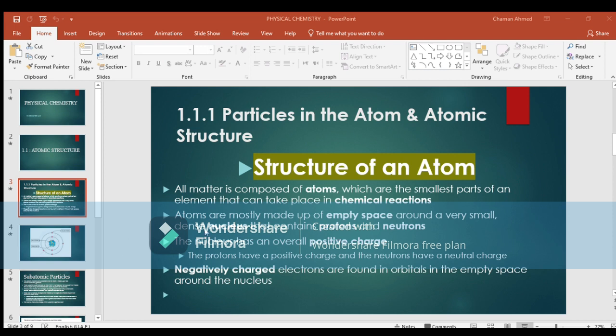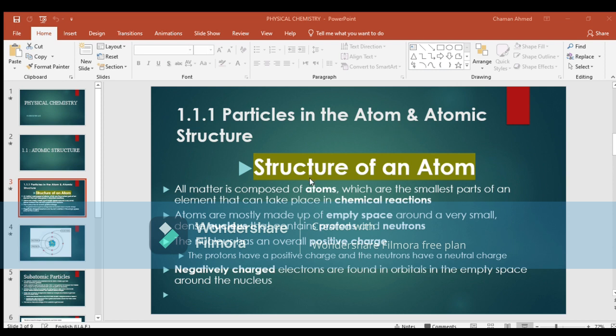The nucleus has an overall positive charge. And why is it so? Because protons have a positive charge and the neutrons have a neutral charge. Okay, so the neutrons don't have a charge. In other words, you can say that neutrons do not have any charge. Protons have a positive charge, so the overall charge of that nucleus will be positive.